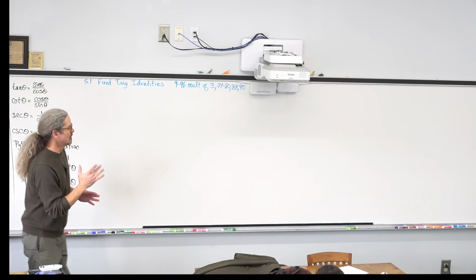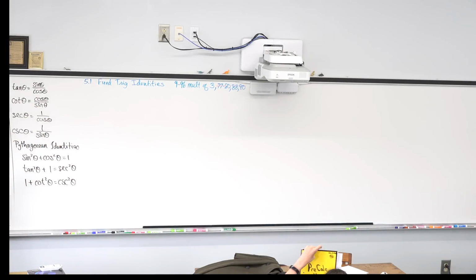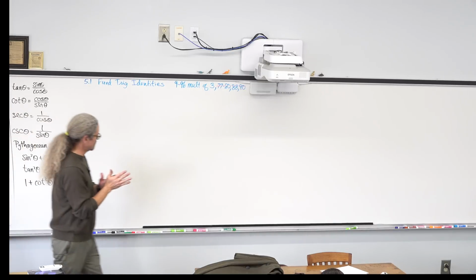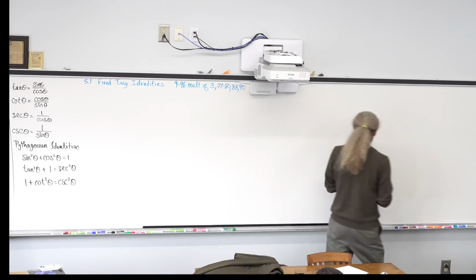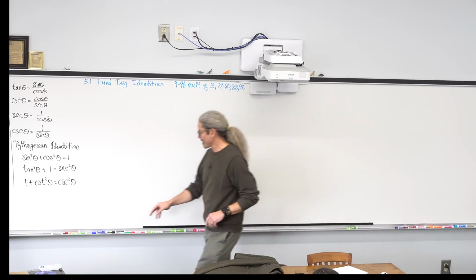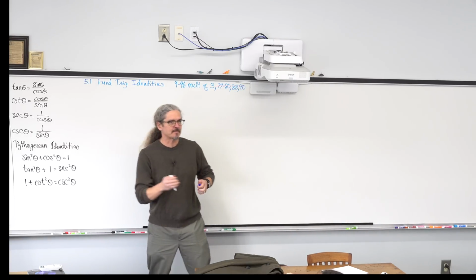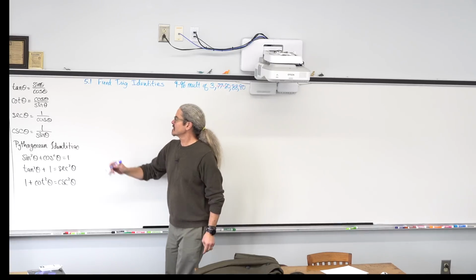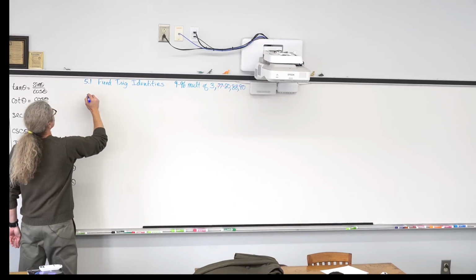Okay, so I got a few more identities to review with you because you have seen them before. Before we get started into 5.1 fundamental trig identities, cofunctions. We introduced those in chapter 4, and cofunctions, what are they?